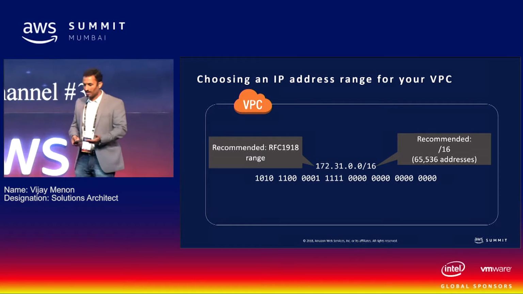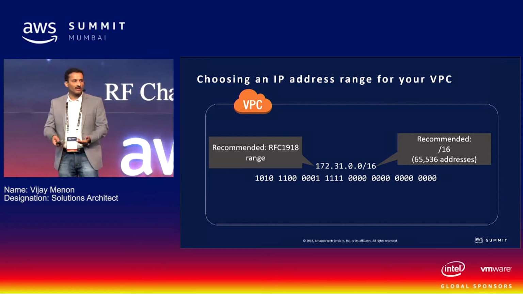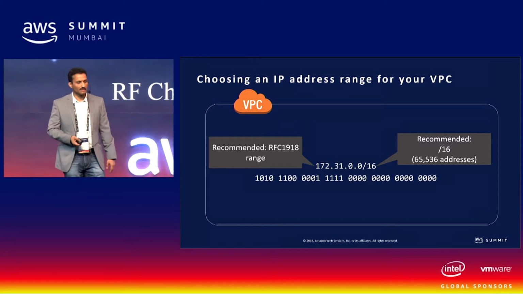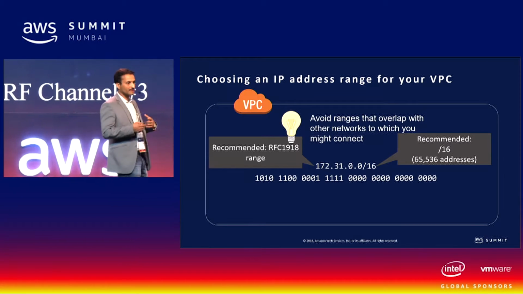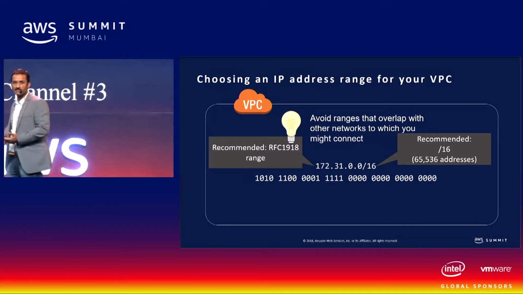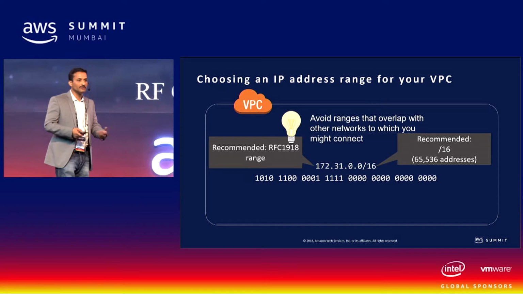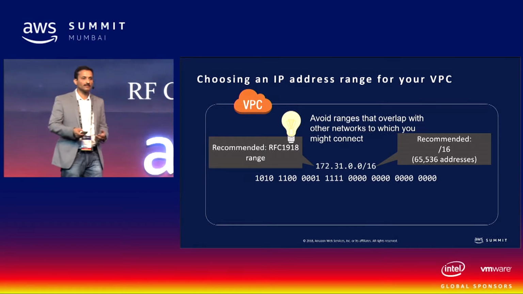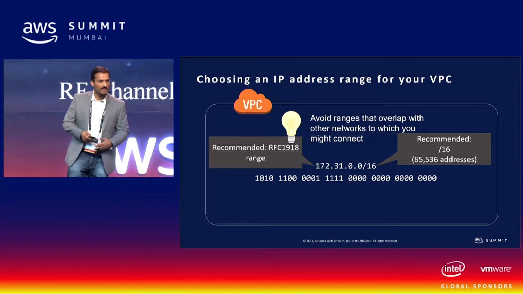Because it's an RFC 1918 private address range, you don't have to worry about consuming all the IP addresses if you choose a big enough range. And our recommendation is that you look at your entire scope, let's say your corporate offices, your other data centers, and choose an IP address range which is unique, right? So that in future, if you want to connect these networks together, like a VPC and other networks, you should not run into overlapping IP address issues.